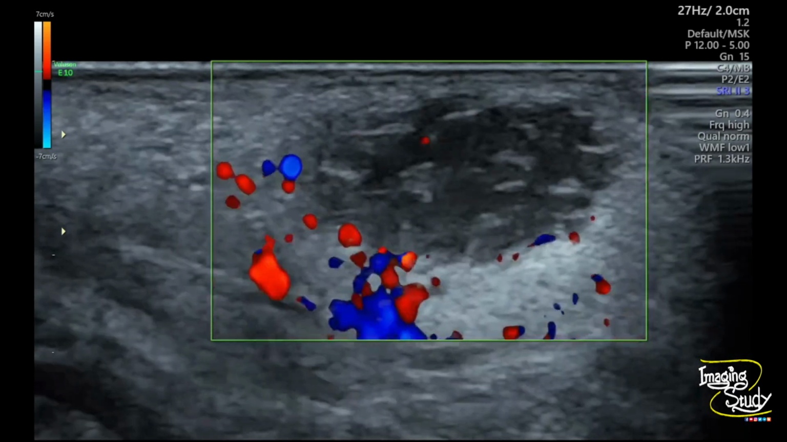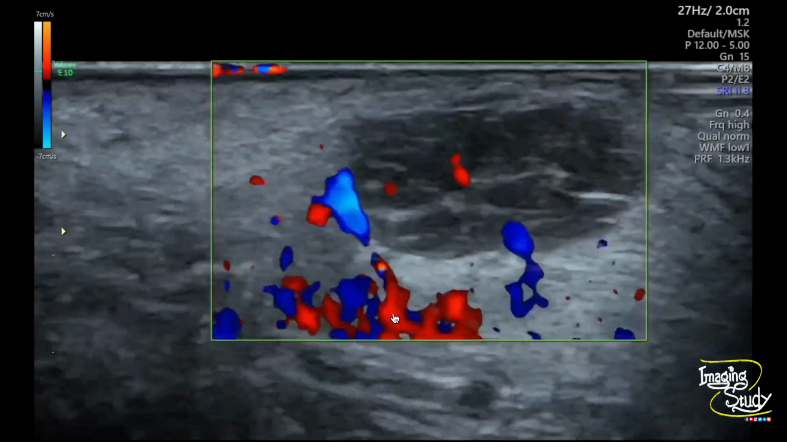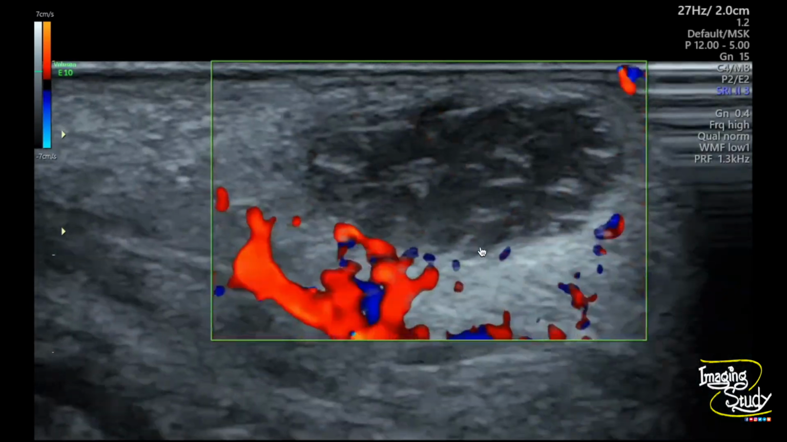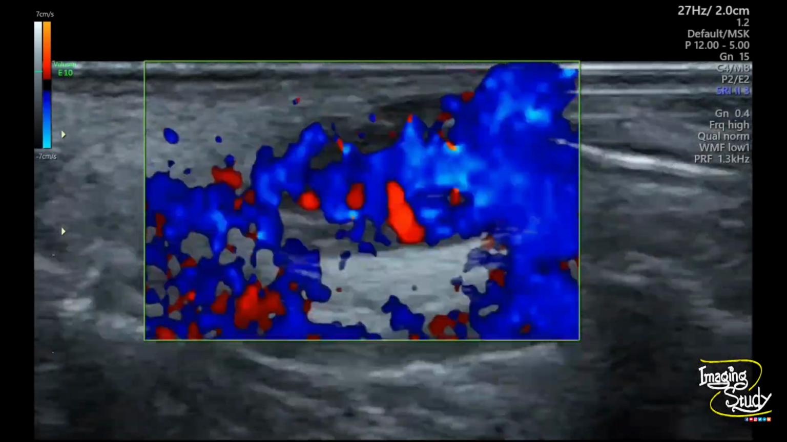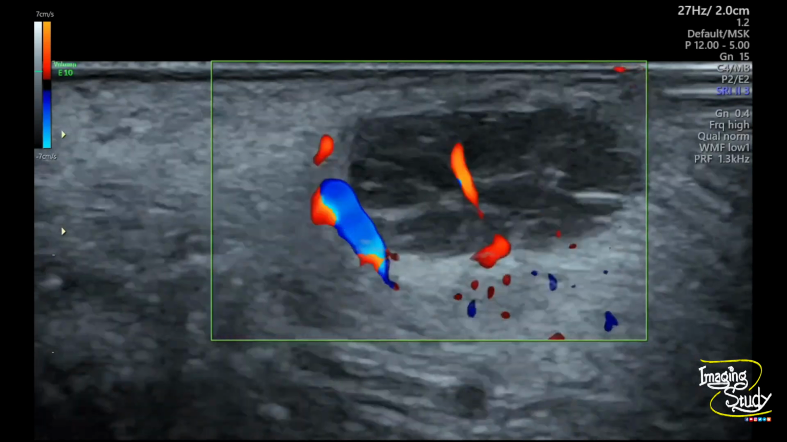Here's a color Doppler picture. You can see some peripheral and central vascularity also. You can see the feeding artery. And while compressing, there's some flow within these venous channels. So it contains both arterial and venous flows within.